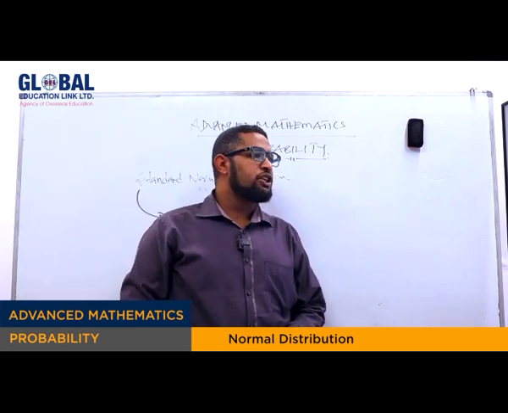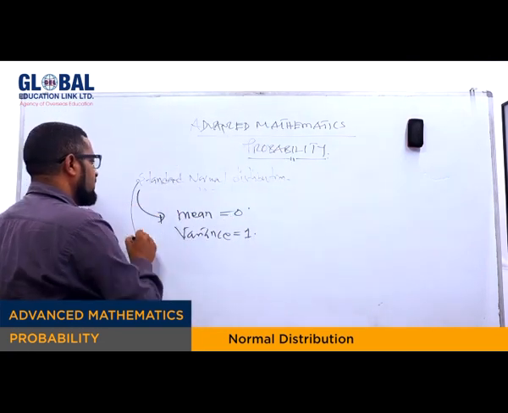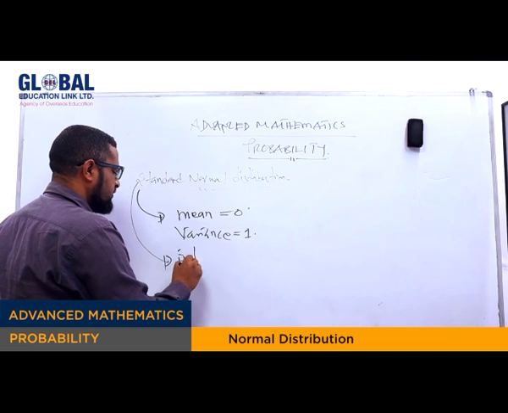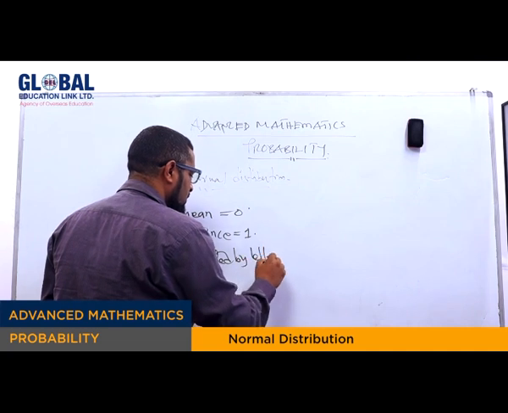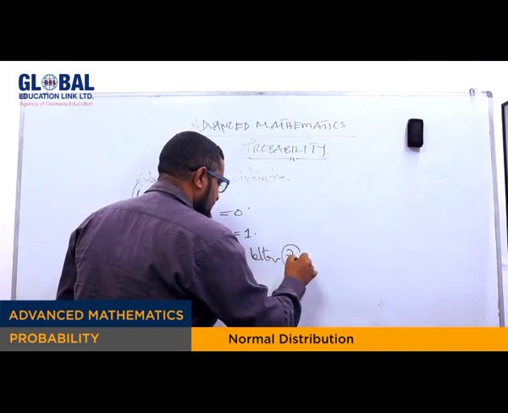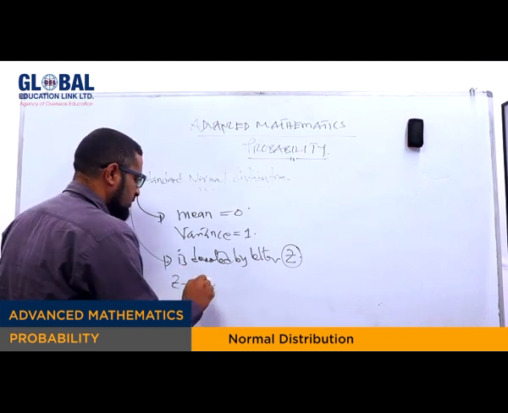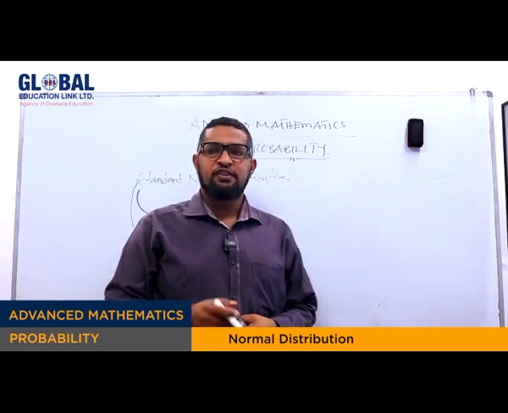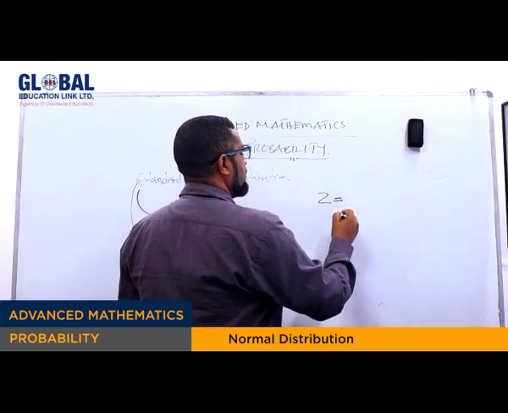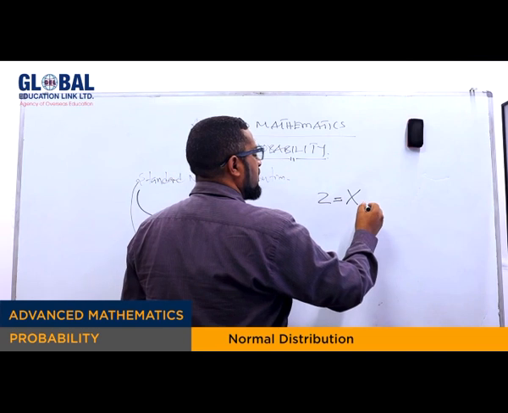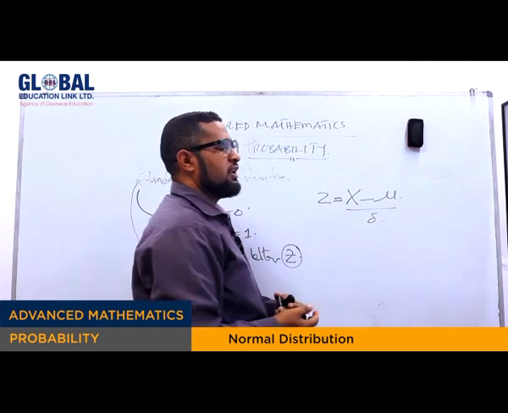Now, the standard normal distribution is denoted by the letter Z, which is named the Z score. This Z score is given by the formula: Z is equal to the random variable x minus the mean, divided by the standard deviation.